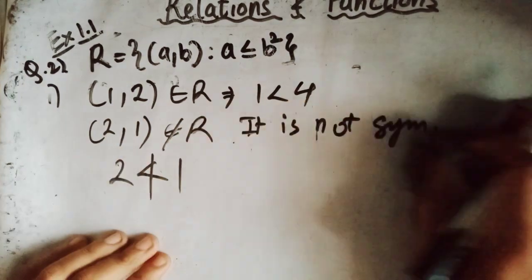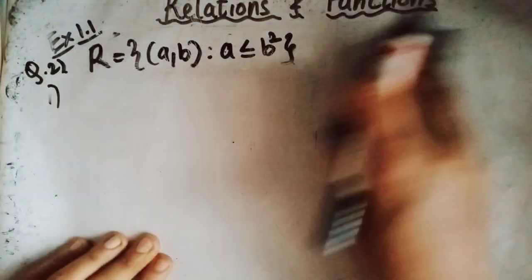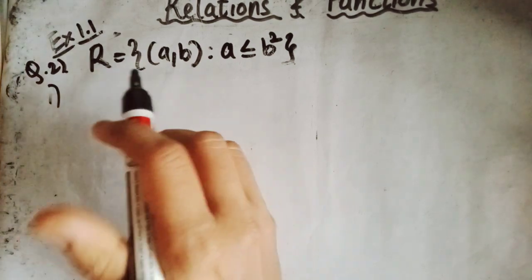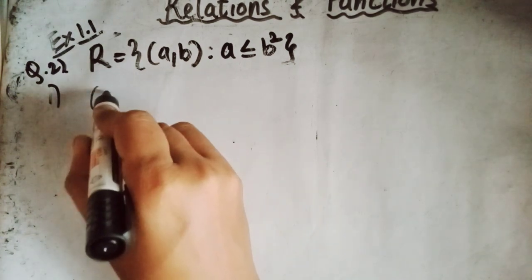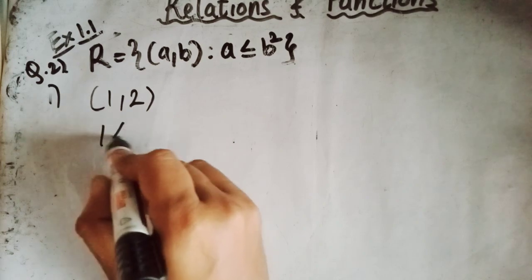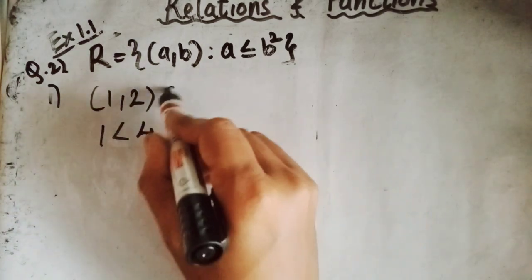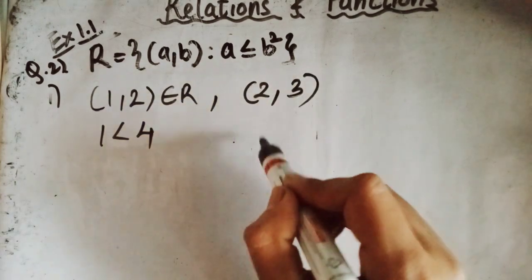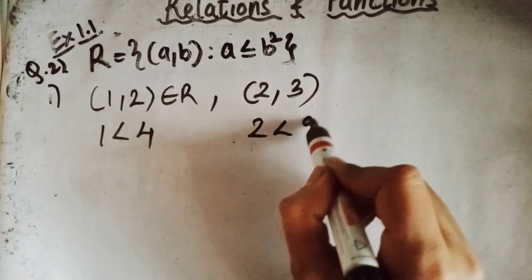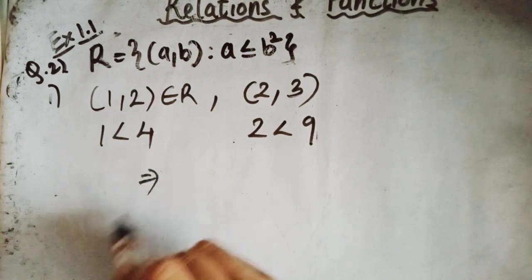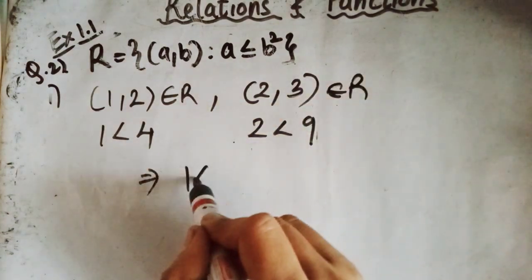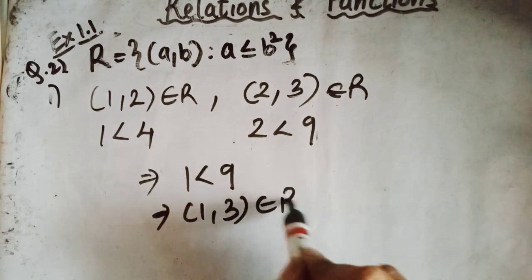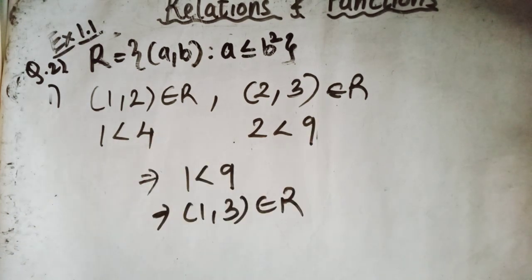Let's check for transitive. Let's say I'm taking (1, 2), so 1 is less than 4, and (2, 3), so 2 is less than 9. So we can say that 1 is less than 9, so (1, 3) belongs to R. Here transitivity is proved for natural numbers.